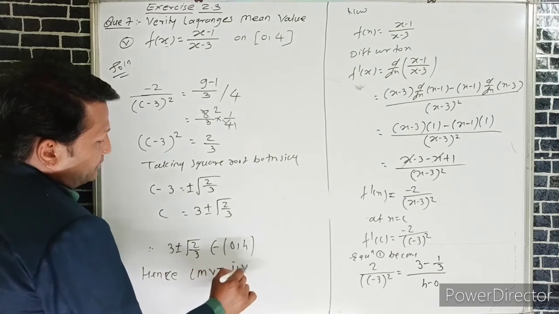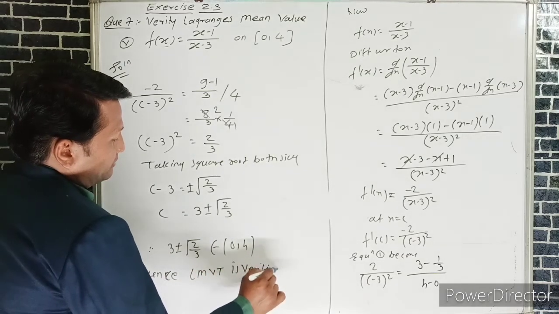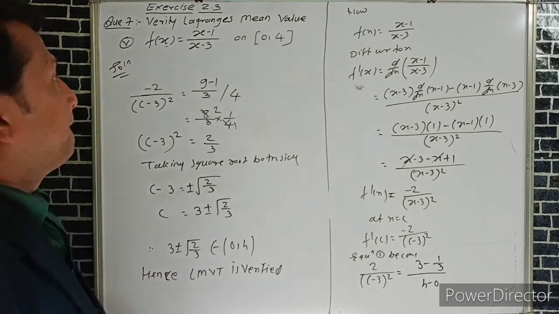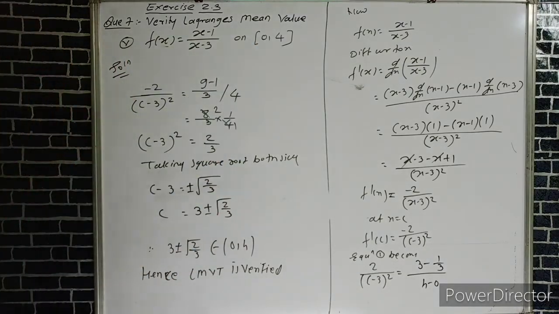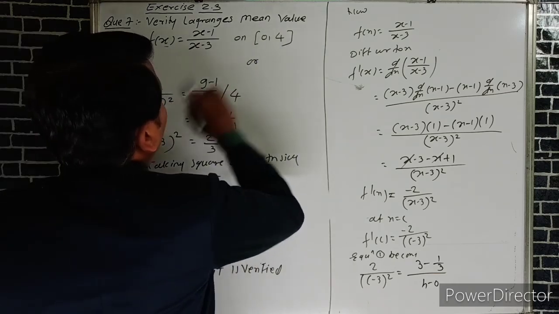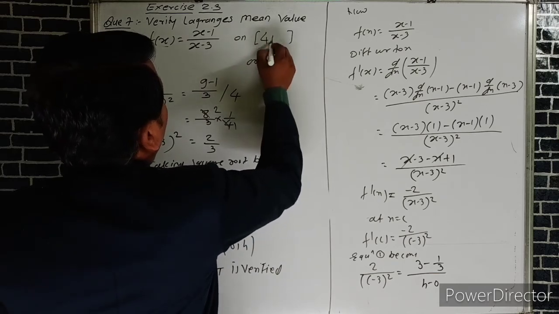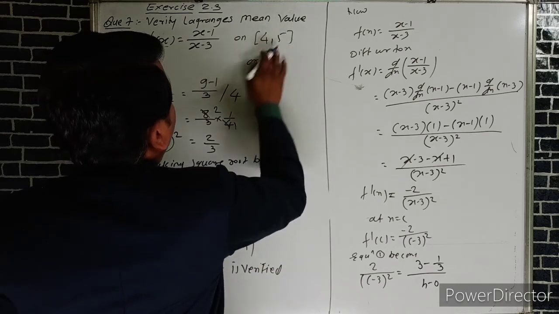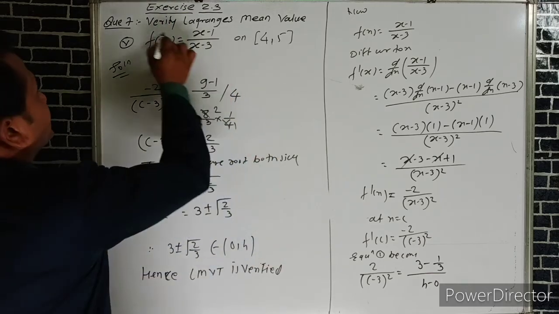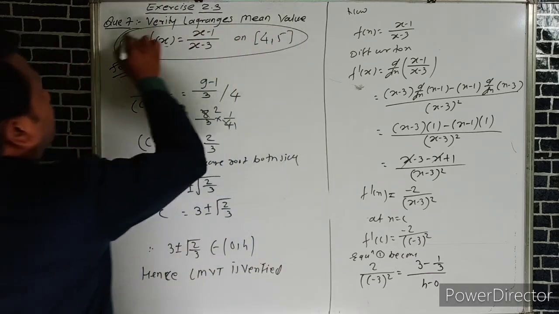LMVT is verified. Also we can solve this example by using the closed interval 4, 5. So by using 4, 5, you can solve this example for verifying Lagrange's mean value theorem, which is homework for you.